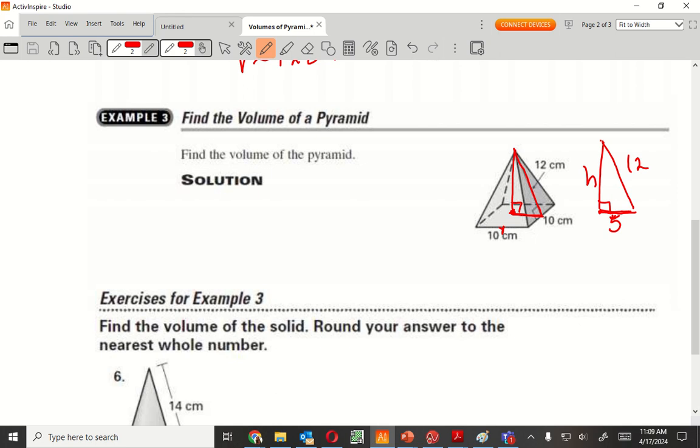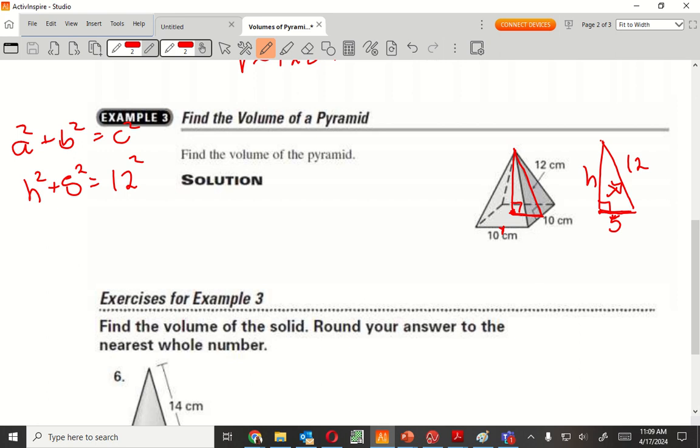What can I always use with the right triangle? Pythagorean theorem. You guys remember that? Pythagorean theorem. A squared plus b squared equals c squared. Yeah, there we go. So, given that, I'm going to have h squared plus 5 squared equals 12 squared. So I'm plugging it into my Pythagorean theorem, where my 12 is always my longest side over here. That's my hypotenuse. That's going to be the c value in my Pythagorean theorem, which is a squared plus b squared equals c squared.